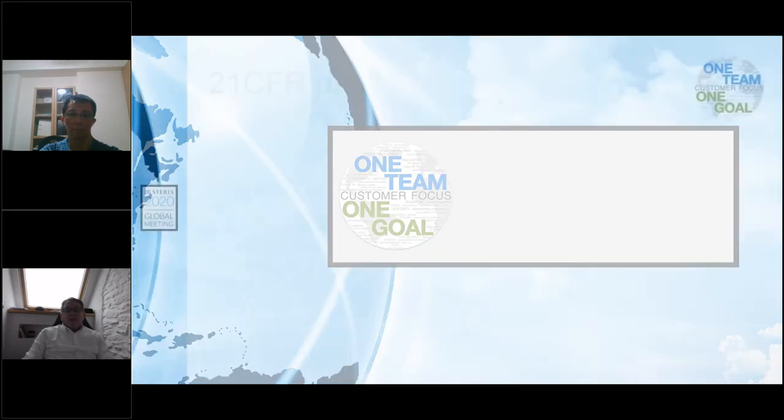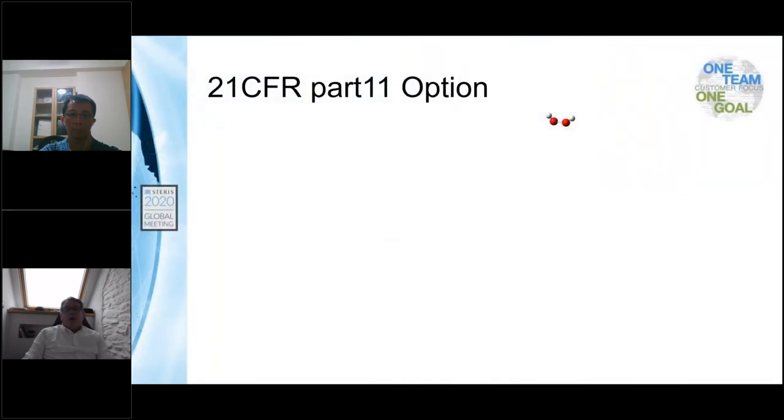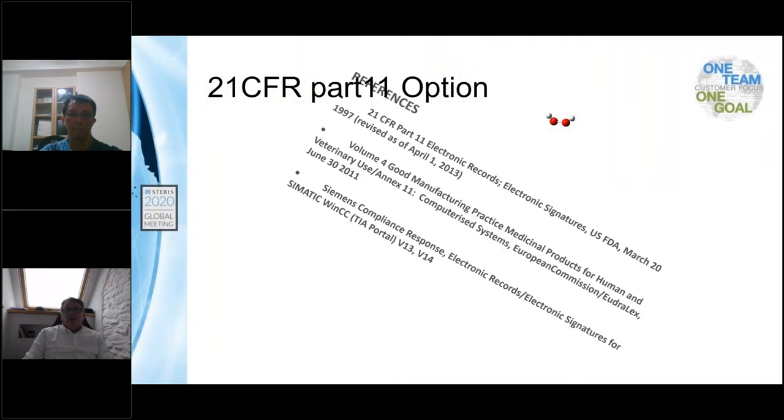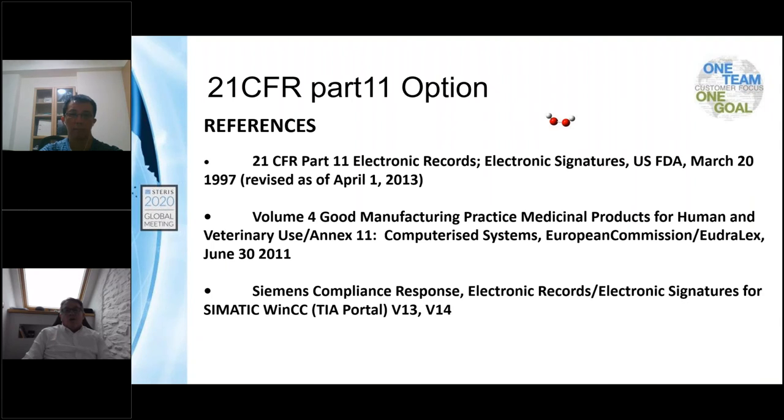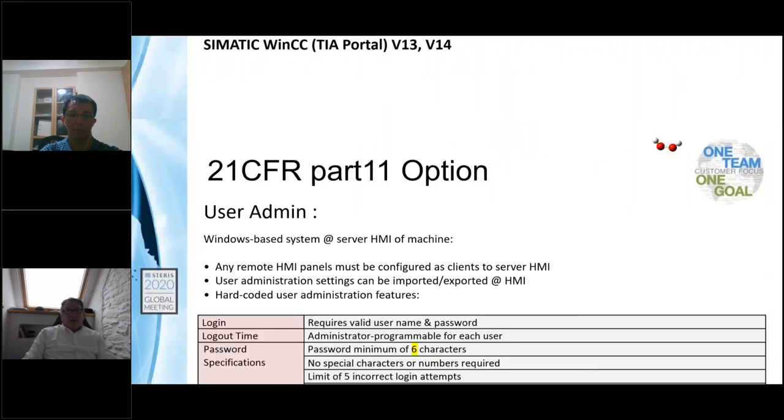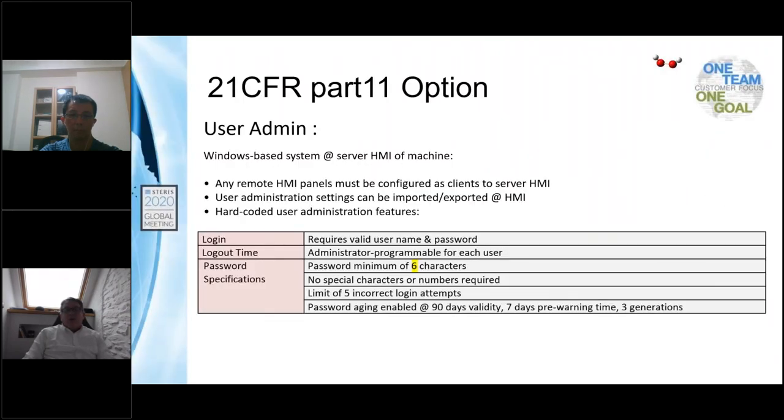Communication and traceability. Now, the GMP today has a lot for the 21 CFR Part 11 option. So all the GMP application, we have to do it. And this is a standard option in our equipment now. This covers all the password aging, complexity, all the requirements made by the GMP.